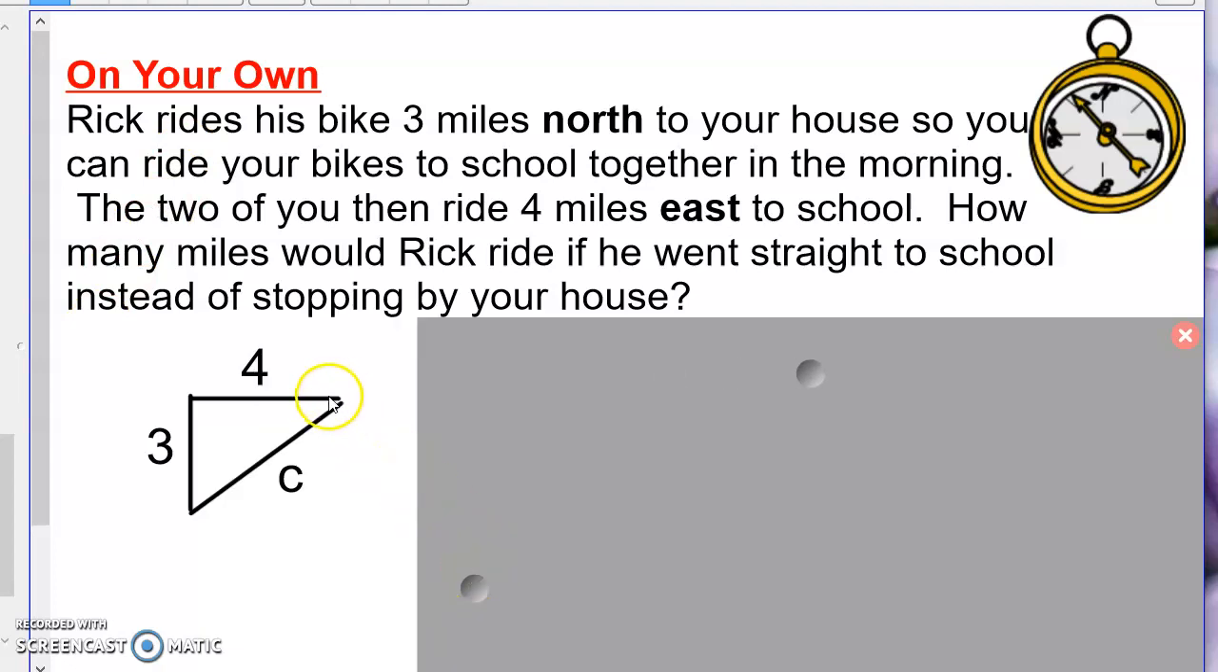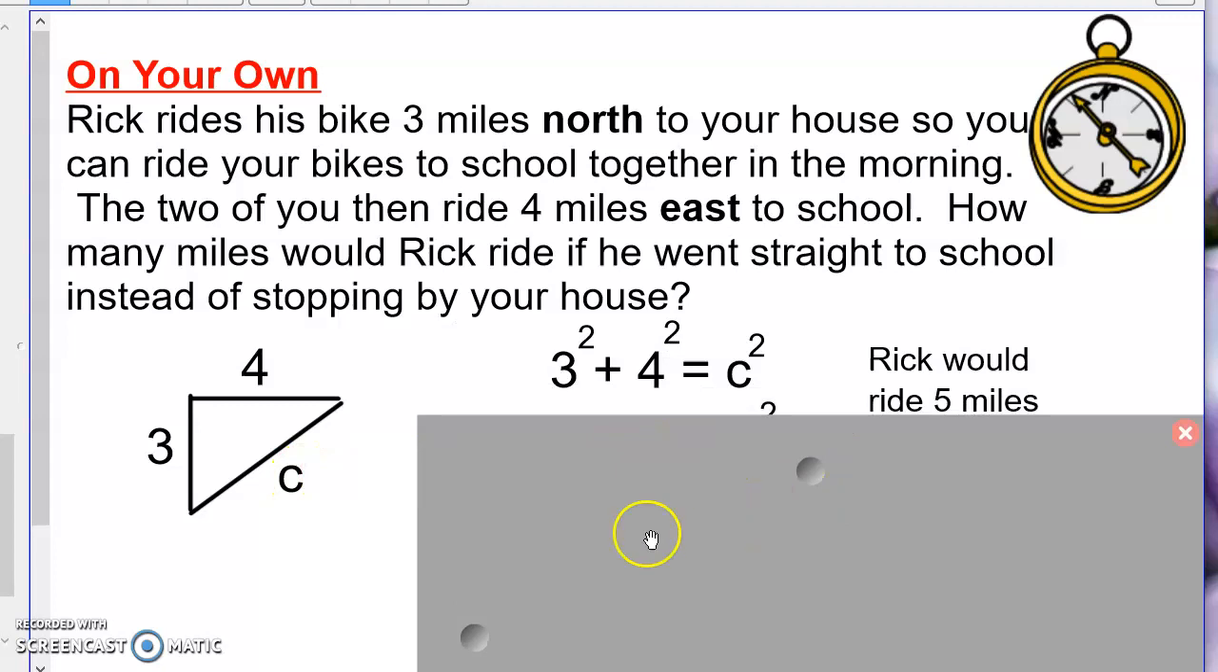So Rick rides his bike 3 miles north. Then he stops at your house, and then the two of you ride 4 miles east to get to school, which would be located right here. Well, how many miles would Rick have rode if he just went straight from his house to school instead of going north and then going east with you to get to school? So these two would be my A and B, and this one would be my C.